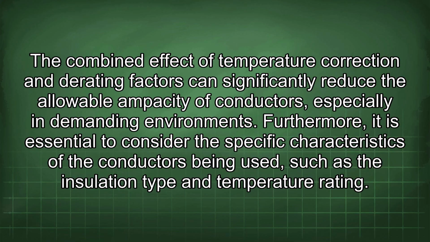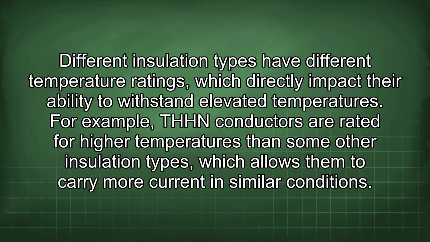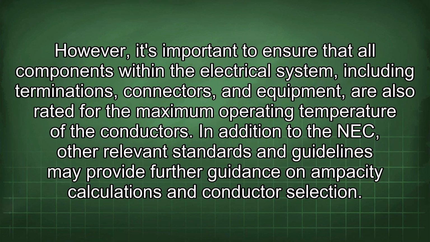Furthermore, it is essential to consider the specific characteristics of the conductors being used, such as the insulation type and temperature rating. Different insulation types have different temperature ratings, which directly impact their ability to withstand elevated temperatures. For example, THHN conductors are rated for higher temperatures than some other insulation types, which allows them to carry more current in similar conditions. However, it's important to ensure that all components within the electrical system, including terminations, connectors, and equipment, are also rated for the maximum operating temperature of the conductors.